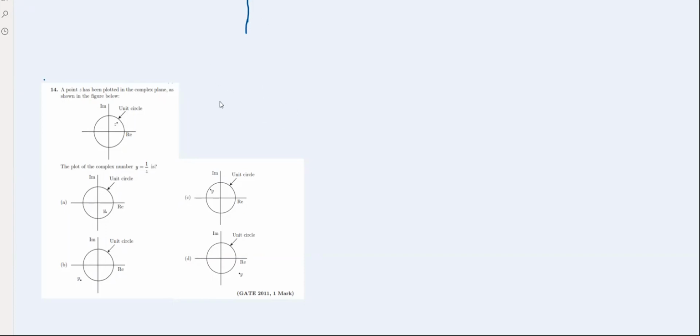So this W is 1 by Z. You will get (x minus iy) by (x square plus y square). Sorry, this is W. Now this is x by (x square plus y square) minus iy by (x square plus y square).